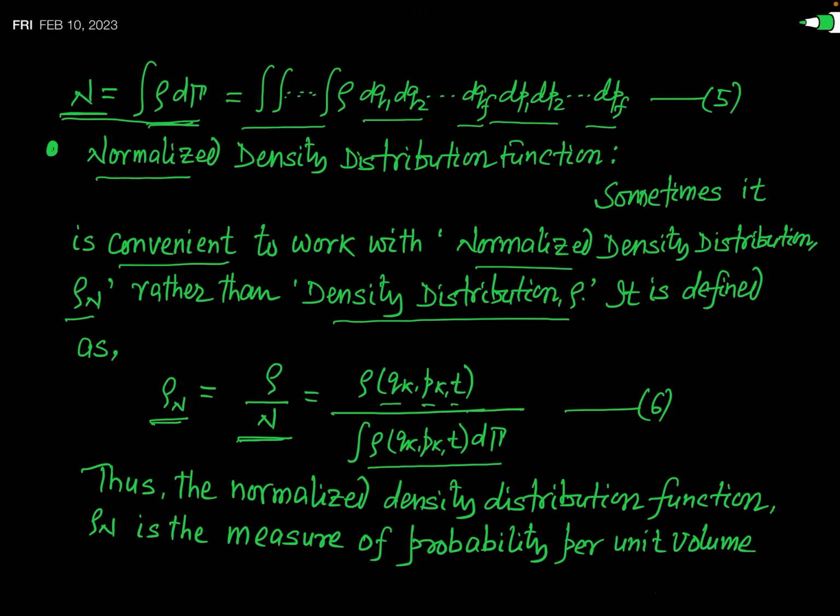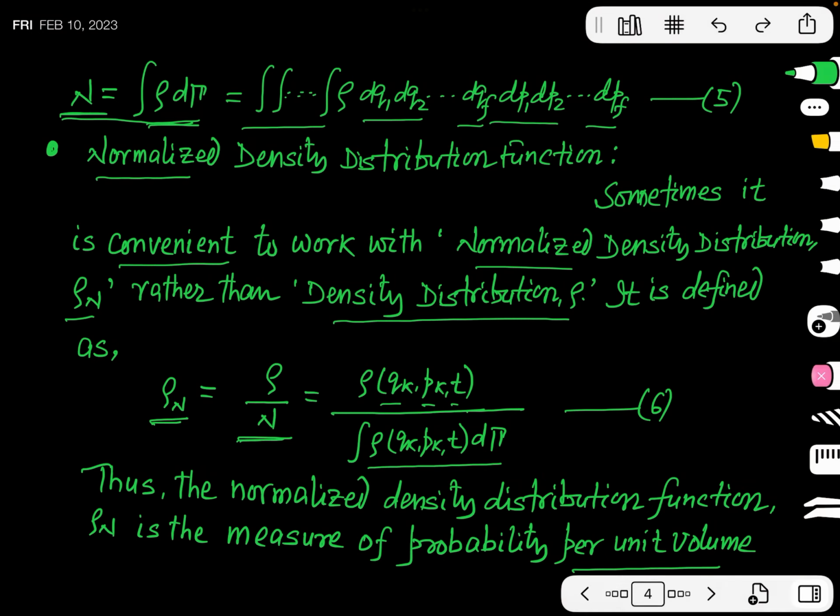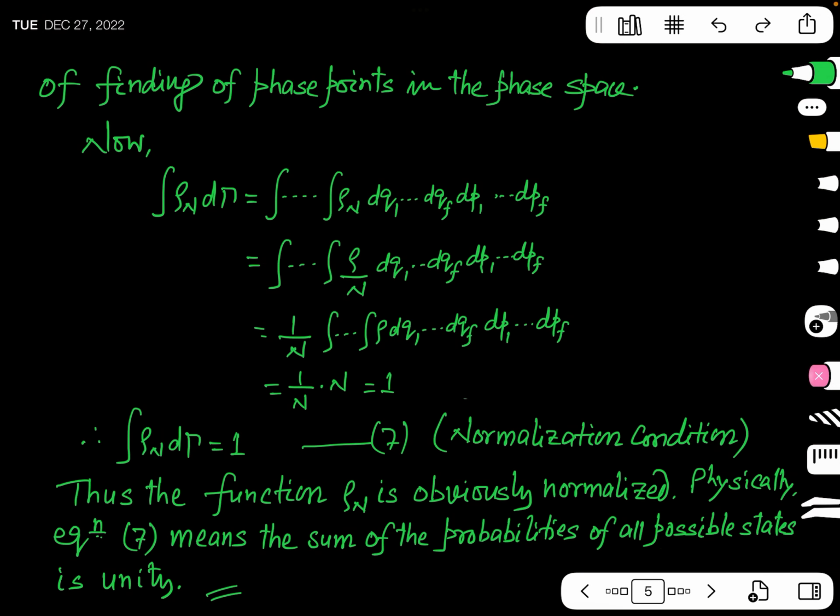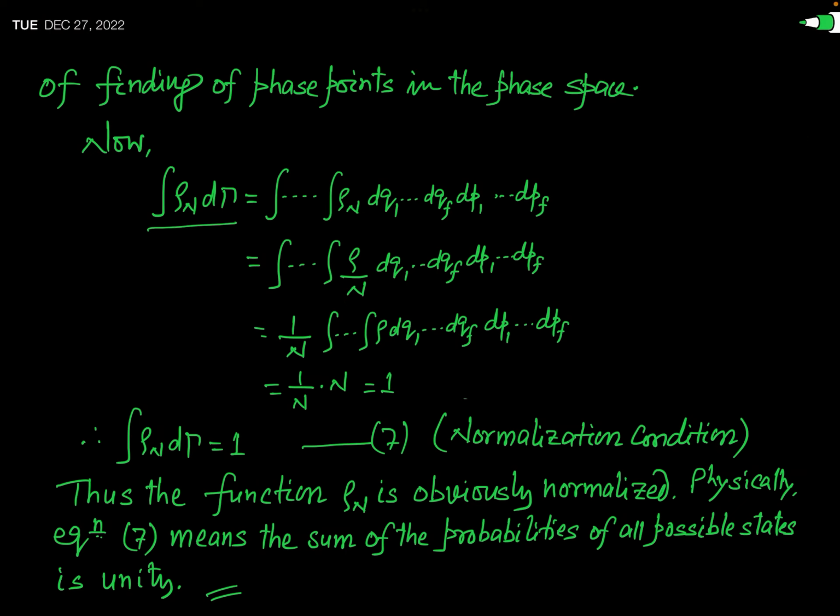So rho n is the measure of probability of finding phase points in unit volume of the phase space. Okay, this is a very remarkable fact. Now we will see that, as the name says, rho n is a normalized density distribution function.